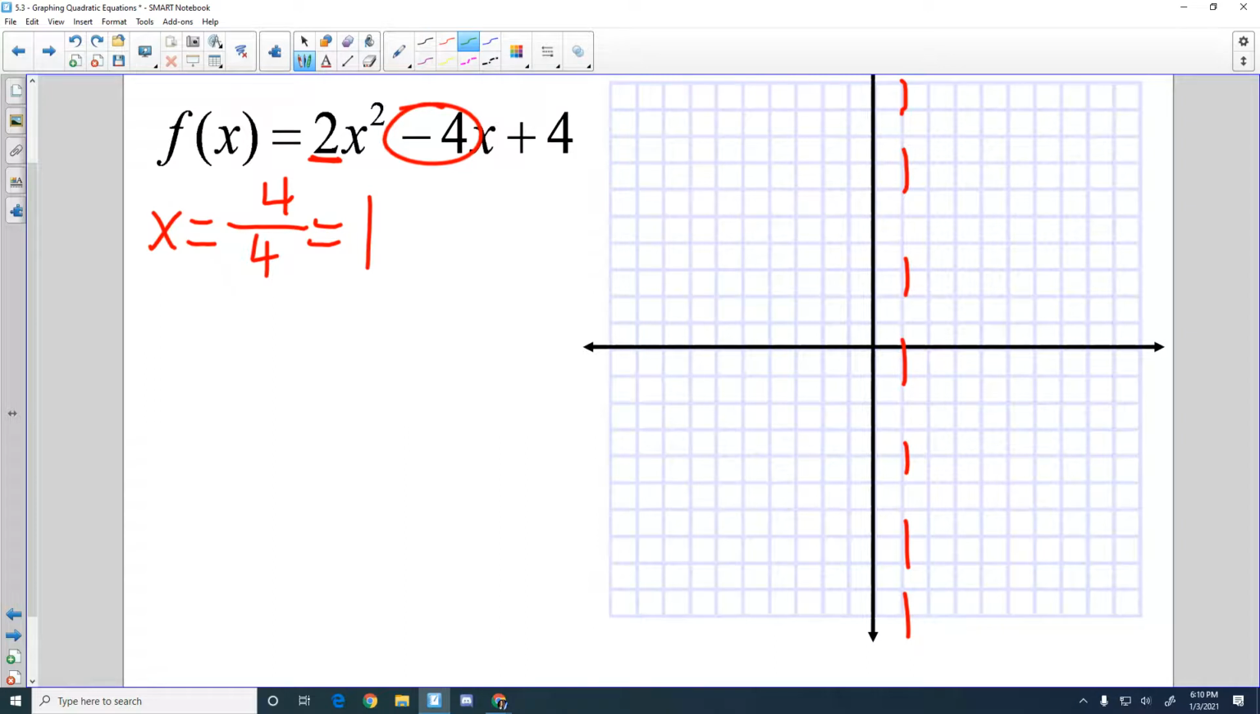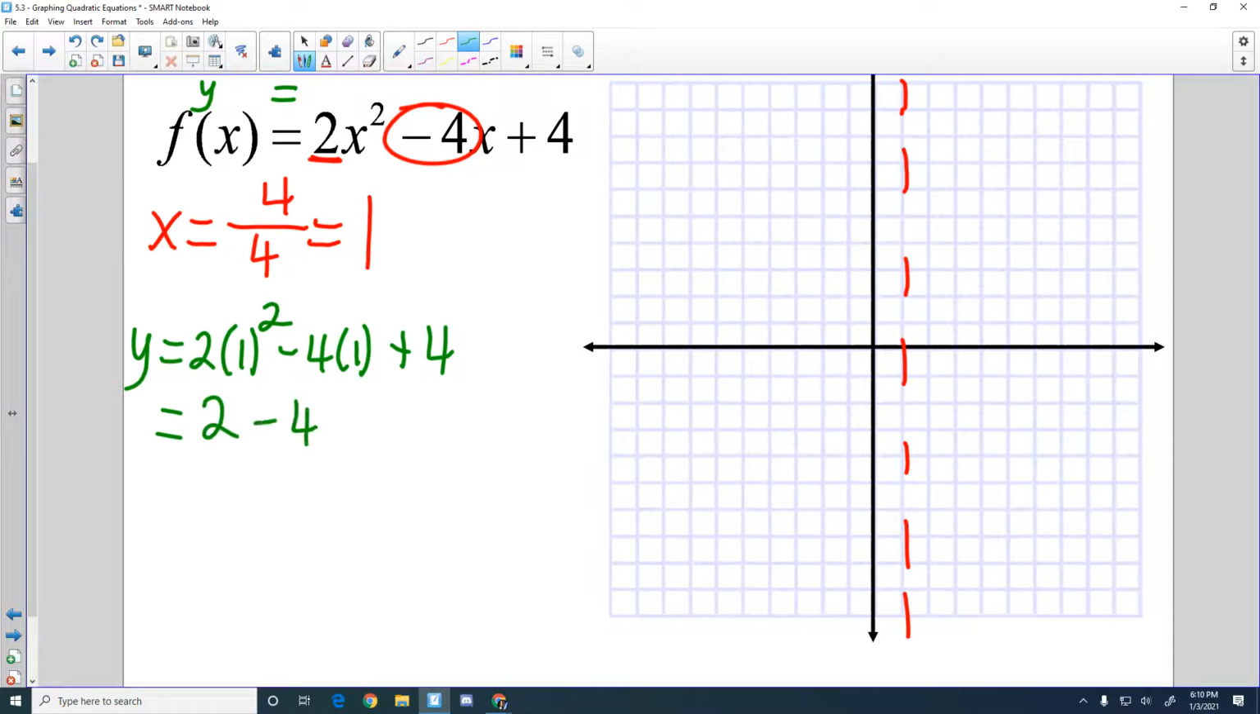Now, to get the vertex, I'm just going to plug that number into our function, right? It says f of x, but this is the same thing as y equals, it's just a fancier way of writing it, equals 2 times 1 squared minus 4 times 1 plus 4. So 1 squared is 1, and 2 times 1 is 2, minus 4 plus 4, and that's just going to equal 2. So my vertex is at 1, 2.